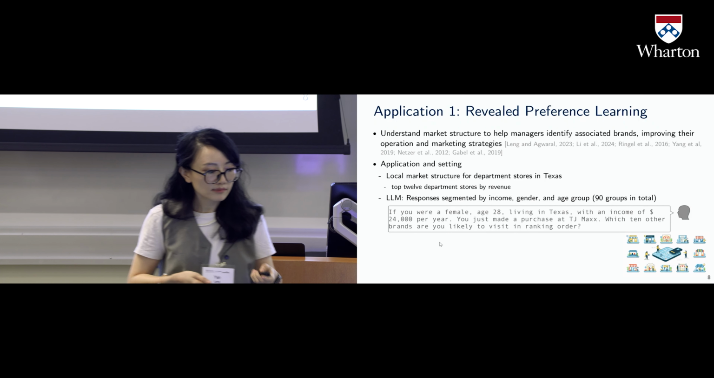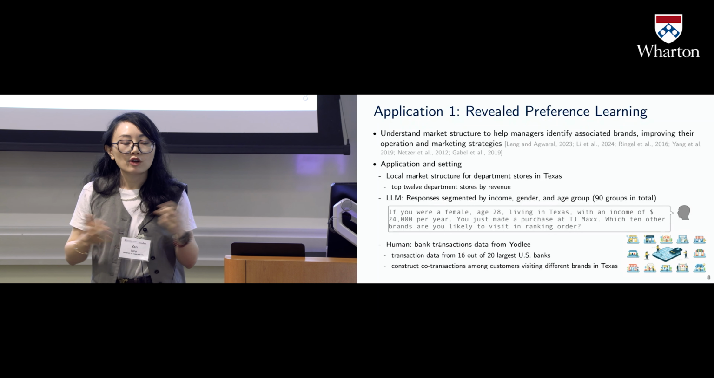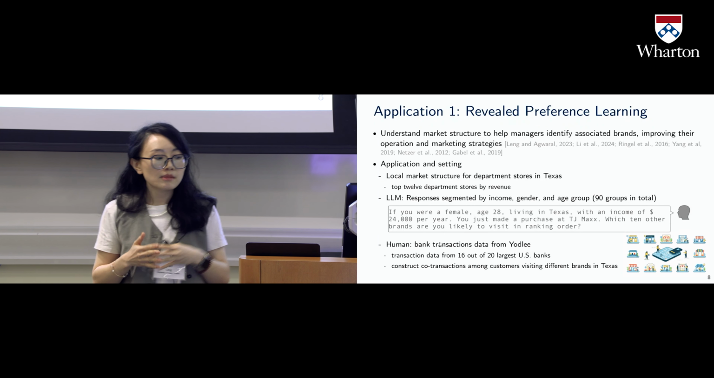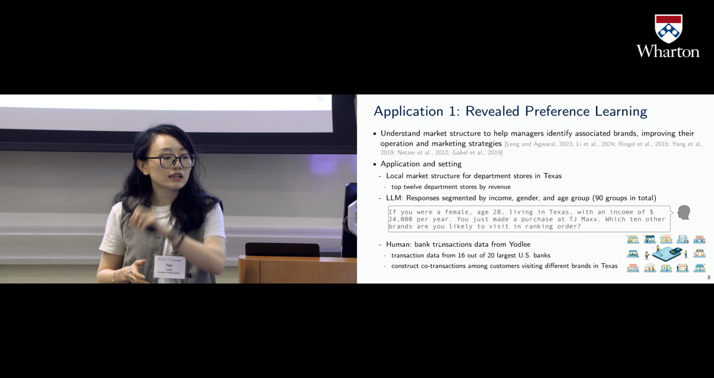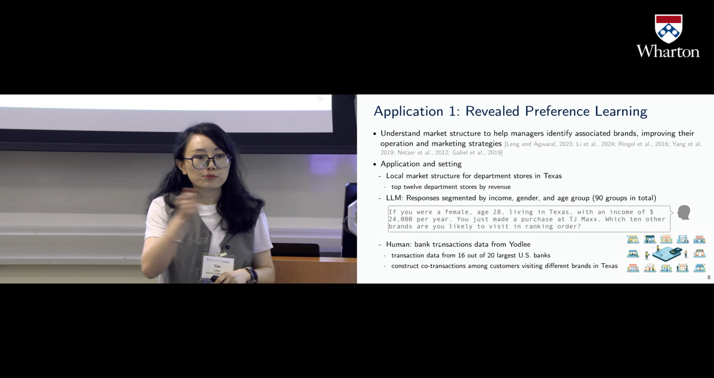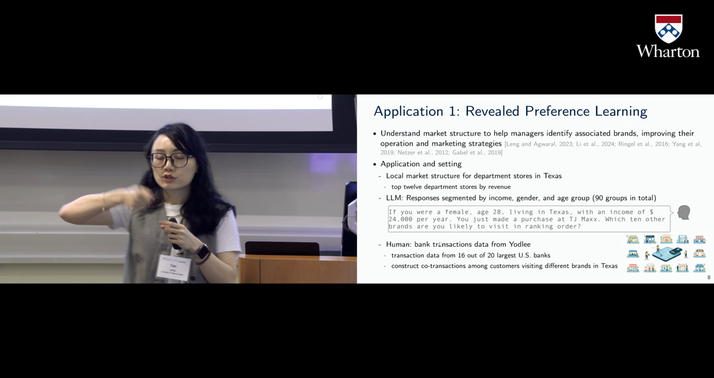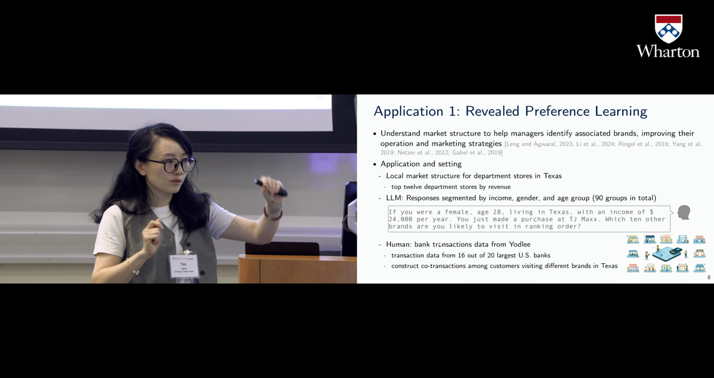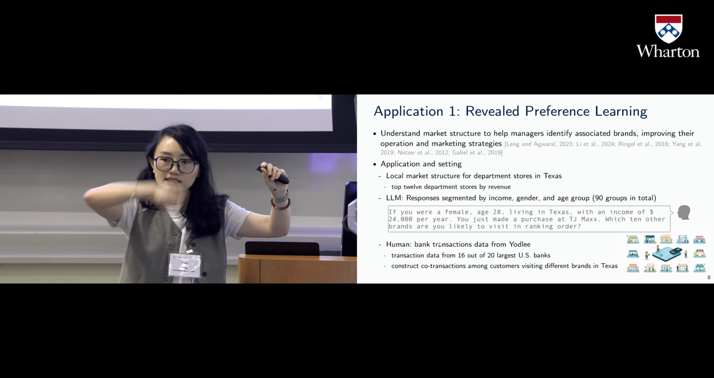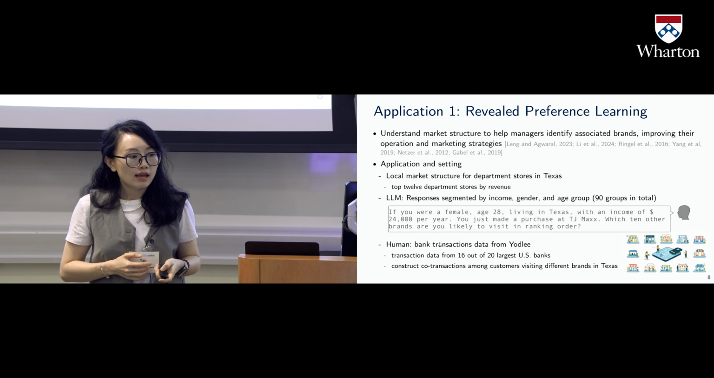And in terms of human data, we collect bank transaction data from Yodlee, which is a financial intelligence firm. This provider supplied transaction data collected from 16 out of the 20 largest US banks. To process this human data to be comparable to our LLM responses, we construct the co-transactions among customers. Basically, if a customer visits one store, which other stores are they likely to visit, and we aggregate this for the whole population.